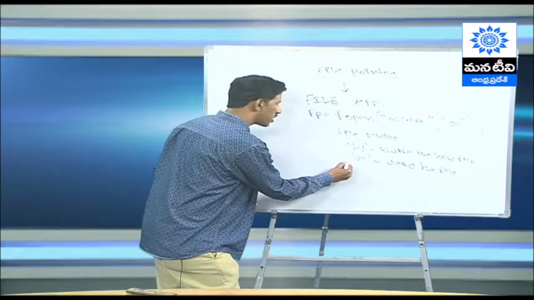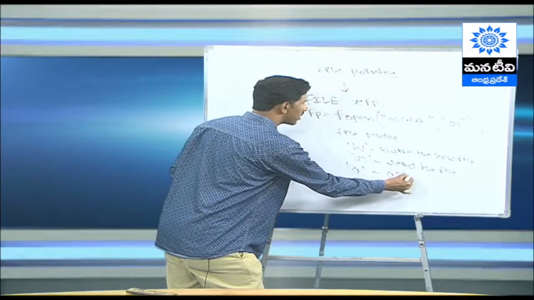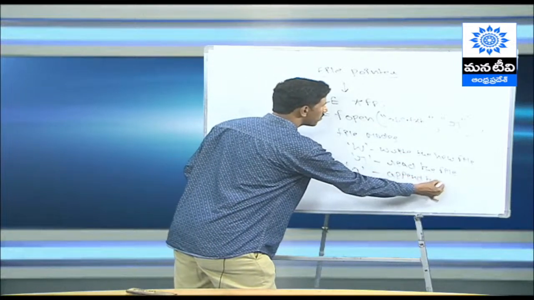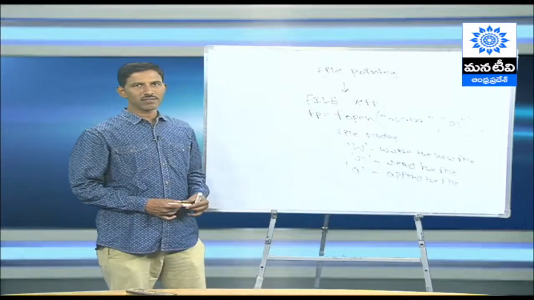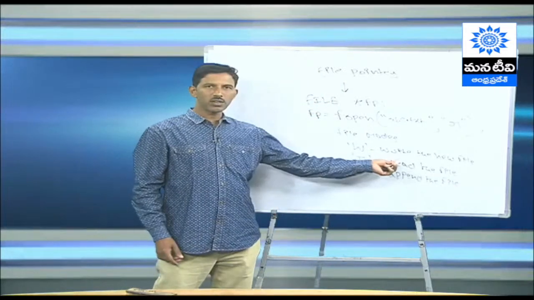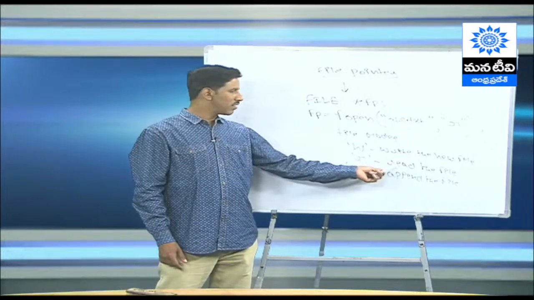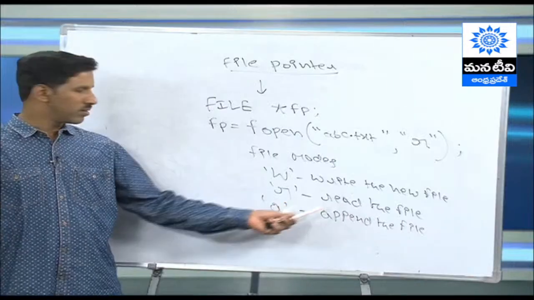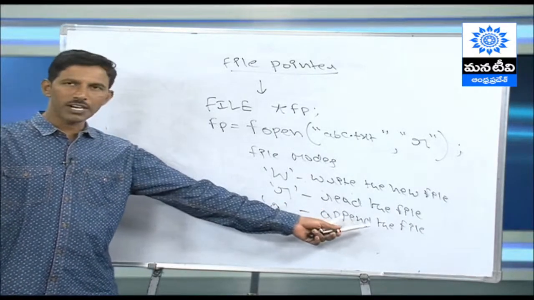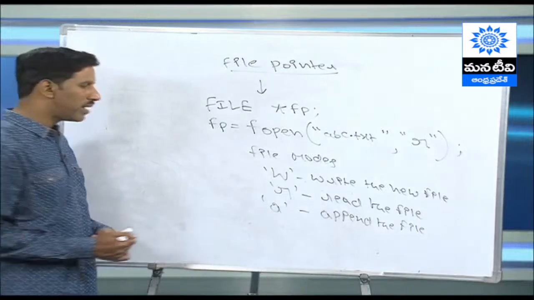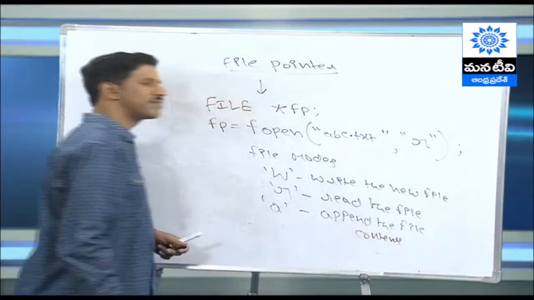What is one more operation you have? a. What is meant by a? It indicates append the file. What is meant by append here? Append the content into the file. w is called write a new file and store some content. r is called read the file; the file already there should be read. a is called append the file. Append means for a file already there, you can add the matter, append the contents to the file.